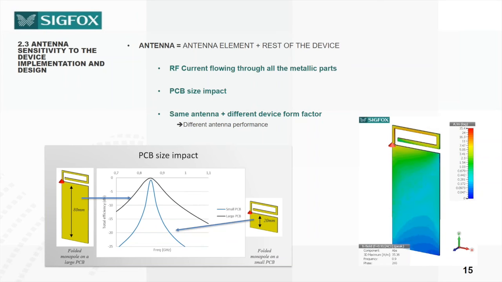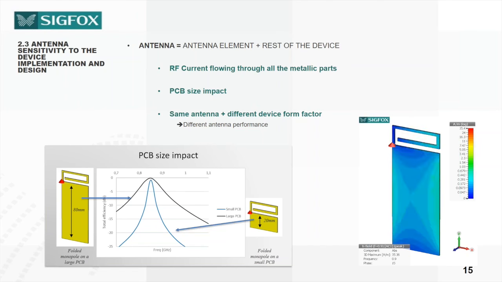usually we have an antenna component, and we think, okay, this is the antenna, this is the part that is radiating. But in fact, in the case of small devices with small antennas, it is not only the antenna that is radiating, but the whole device. So basically the antenna element plus the rest of the device. And you can see in the bottom right animation that some RF currents are actually flowing through the whole device.